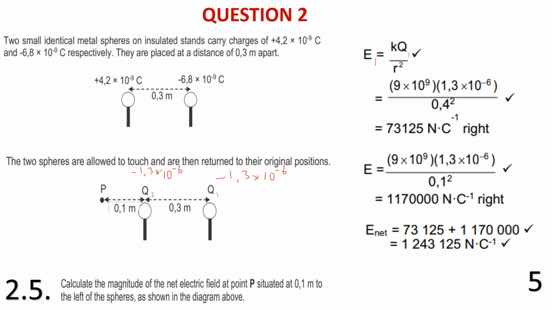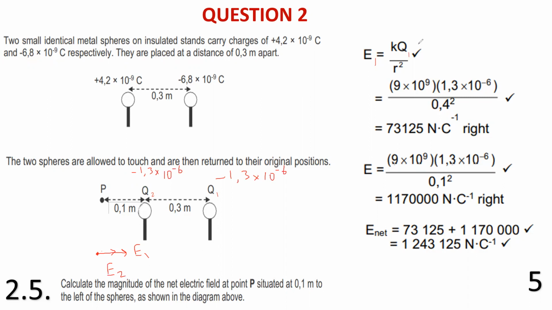If it is negative, it is attracting, right? Because of that, on P, first E1 points this way, because Q1 attracts P, as negative always attracts. Then Q2 also attracts, so E2 also points this way. Both of them point to the right, E1 and E2.